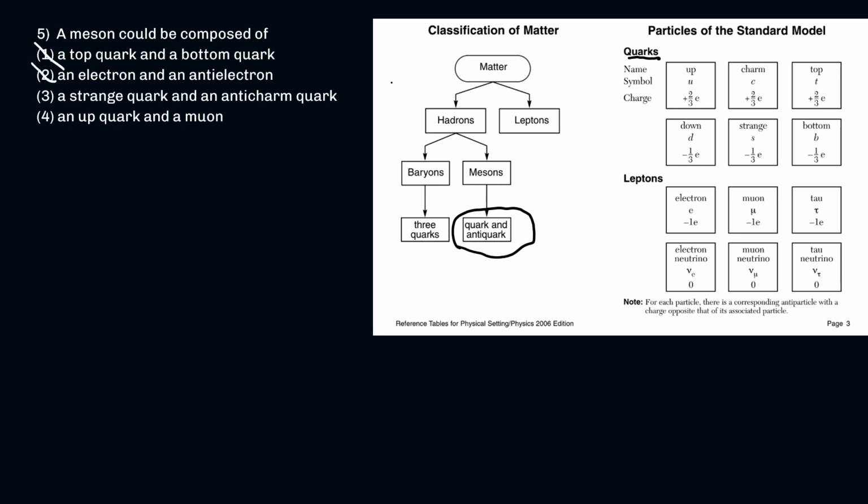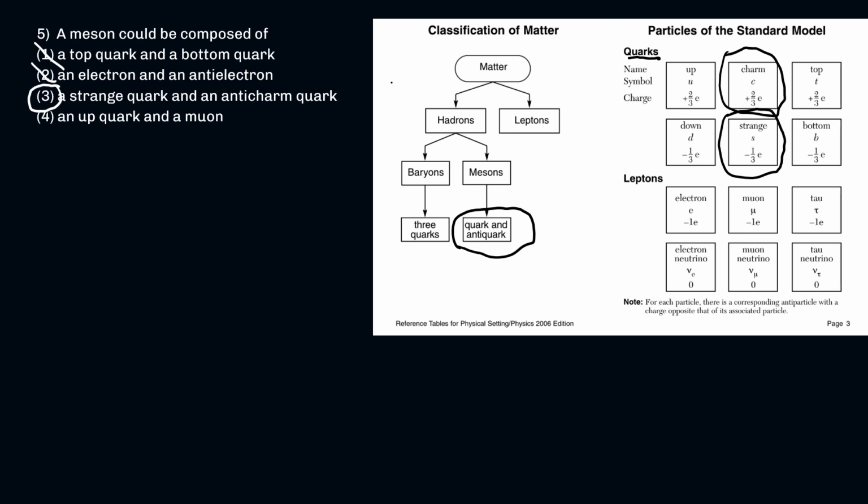Answer choice 3, a strange quark and an anti-charm quark. So looking at my table here, a strange quark would be this here. And then an anti-charm would be the one above it, just with the opposite charge of now negative 2/3 e instead of positive 2/3 e. And since that gives us a quark with the strange and an anti-quark with the anti-charm, that is going to be my answer. So answer choice 3 is the correct response for this question.